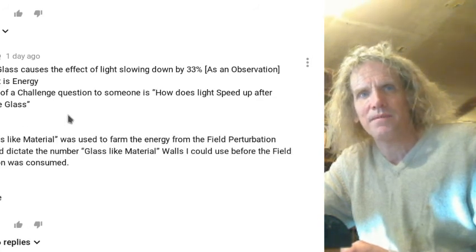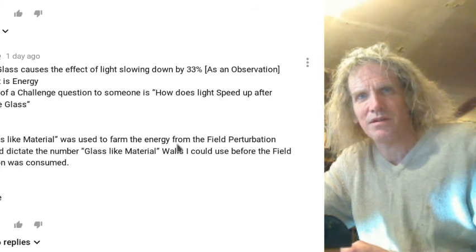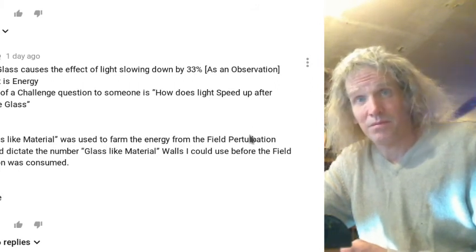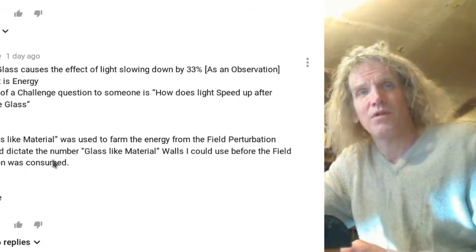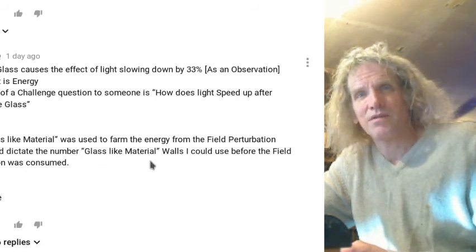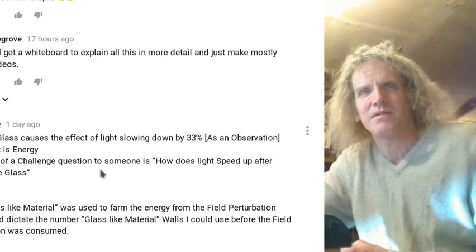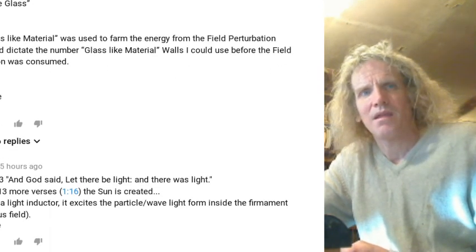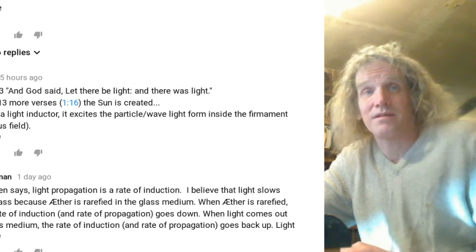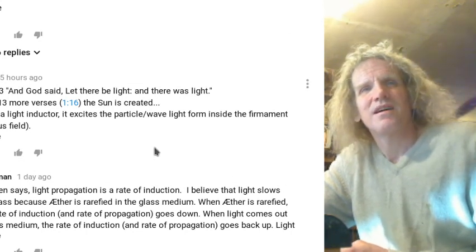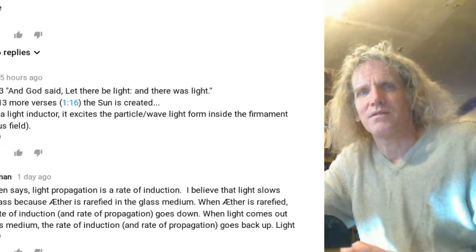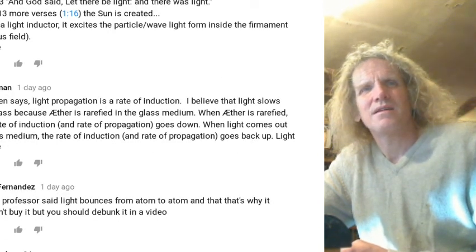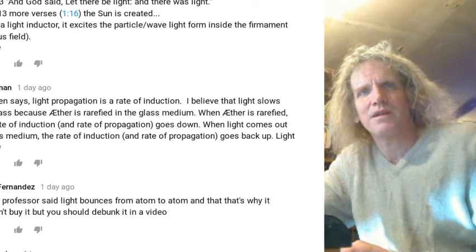Let's read more. I asked this: if my glass-like material was used to farm the energy from the field perturbation, what would dictate the number of glass-like material walls I could use before the field perturbation was consumed? Yeah, you can't consume it, you can only convert it. You can only convert it. Sorry, that's all you can do. Oh, let's see. Genesis. No, we don't need that.